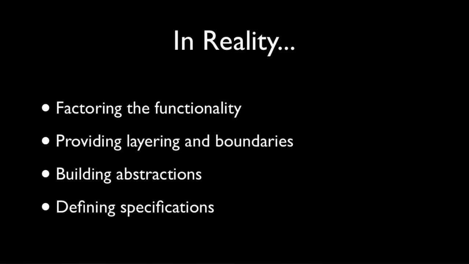This is things like factoring the functionality in your application. Providing layers and boundaries to constrain the dependencies and the interactions which cause this compounding complexity growth. Building abstractions to encapsulate the behavior, the functionality, and the subsystems. And the one that I really, really like is defining specifications. Defining some specification that you can actually support and maintain, and you can use to communicate with the other people and the other parts of the software system. And this is absolutely critical to what we're doing.